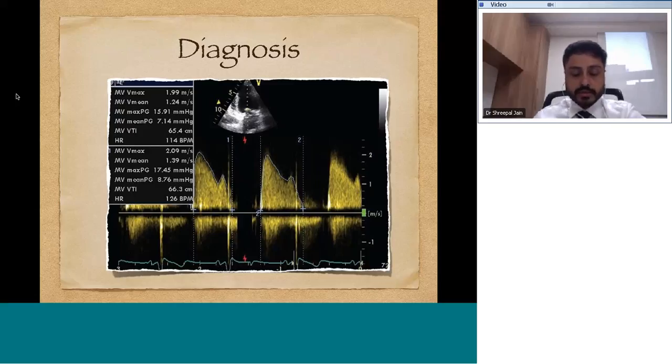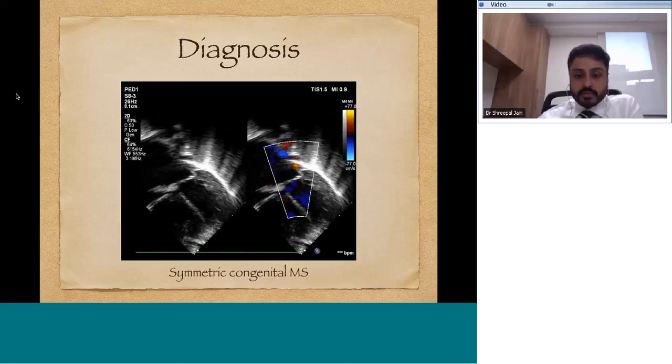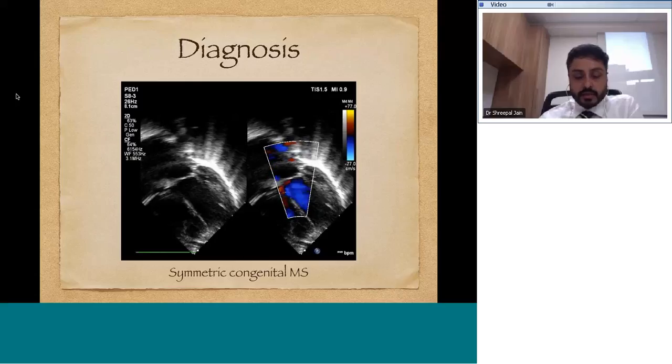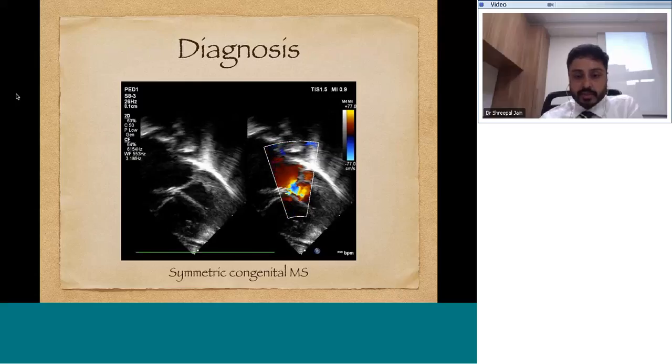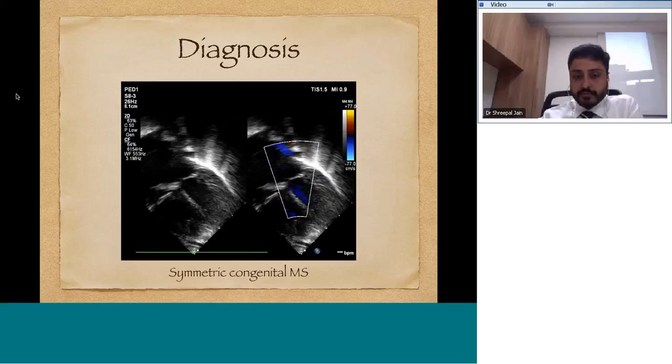On quantitative Doppler, you can assess the severity of mitral stenosis. Usually either a pulse wave or a continuous wave Doppler assessment of the mitral inflow gradient can help you in assessing the severity. The mean gradient, which is assessed by tracing the mitral inflow Doppler signals, is the one which correlates with the cath-derived gradients. Now in this example, you can see a symmetric type of congenital mitral stenosis where the mitral annulus is small or hypoplastic, and as you can see on the color flow mapping, there is turbulence across this mitral valve.